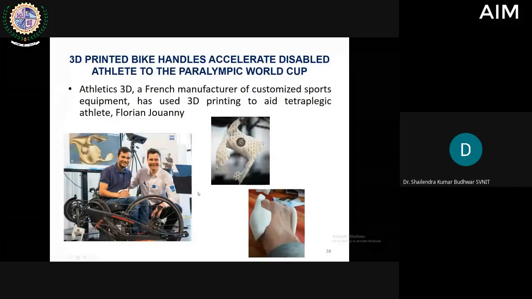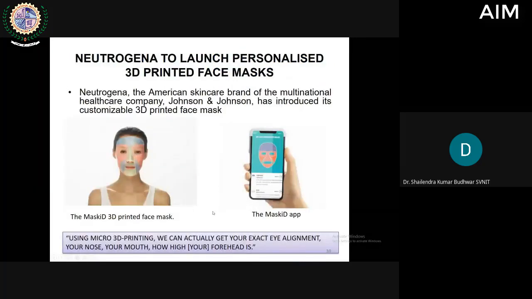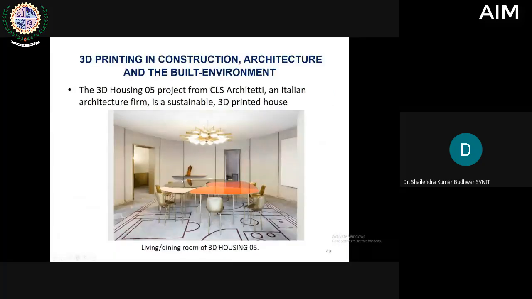3D printed bike handles steer disabled athlete to Paralympic World Cup. You can see that this type of highly customized handle is required for disabled person, and this can be easily printed by using a 3D printer. Neutrogena to launch personalized 3D printed face mask. Face masks are highly customized product, so this type of customized product can be fabricated by using 3D printer.